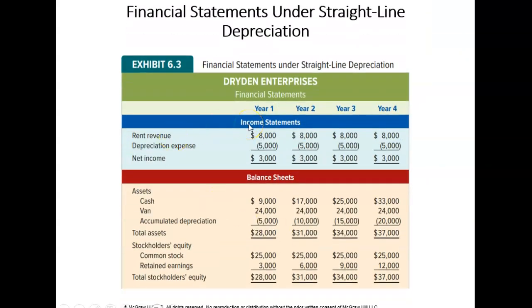Okay? So now, because it's straight line, we're going to expense the same amount every year, 5,000. We're earning revenue every year in the amount of 8,000. Notice that the van, the original cost is 24,000. That doesn't change. But what does change is the contra account called accumulated depreciation. That account is going to increase by 5,000 each year over a 4-year period.